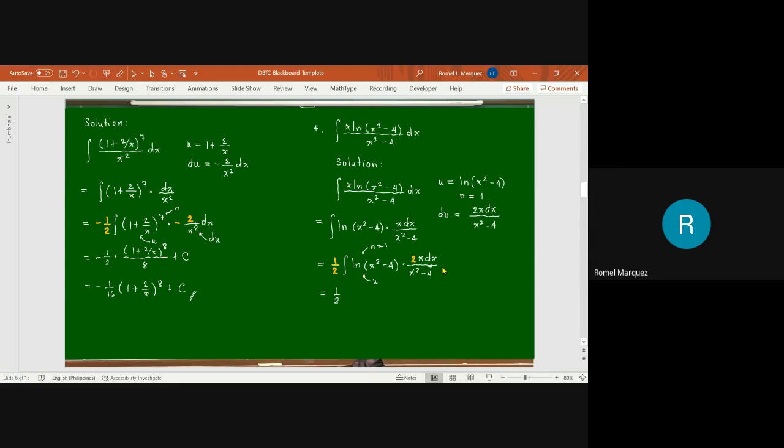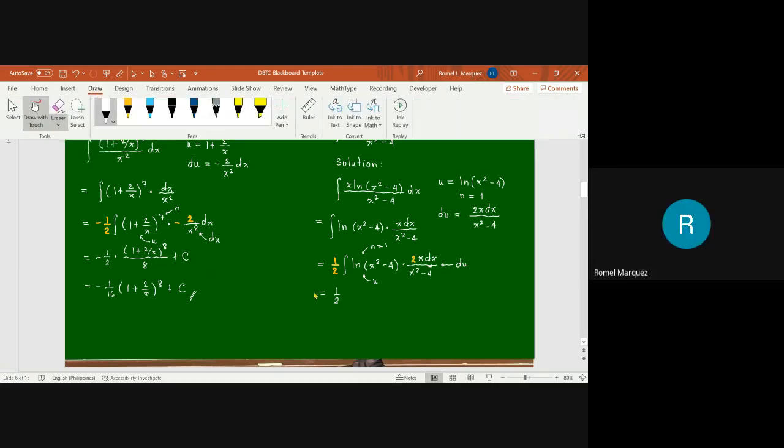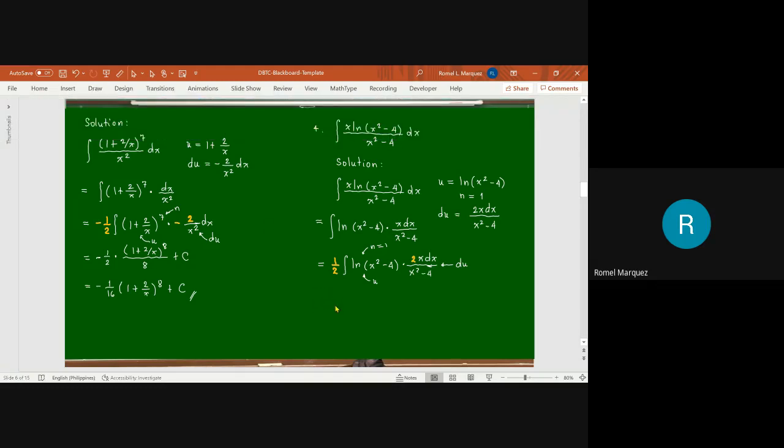1/2 what? So if the integral is u to the n du, what is supposed to be the answer? U to the n plus 1, but our u is ln. U to the n plus 1, so ln squared now, of x squared minus 4, all over 2, and then plus c. And finally, we have 1/4 ln squared of x squared minus 4 plus c. Okay, guys? So it's very easy.